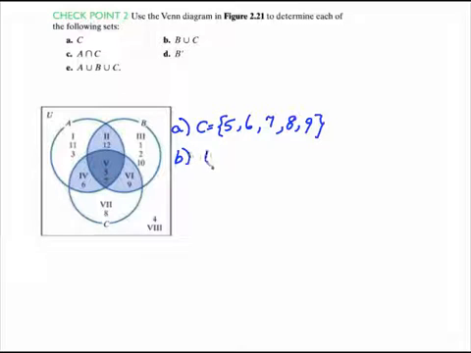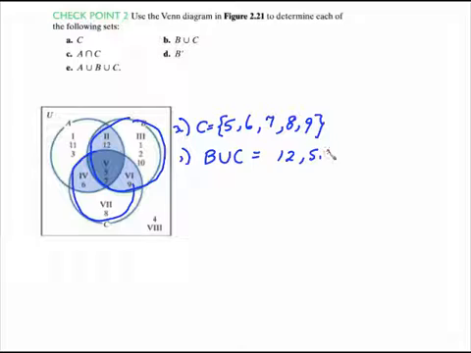Part B asks us to do B union C. Set B and C. Here's B, all of this stuff in here. Here's C, all of this stuff in here. So just list these. This is 12, 5, 7, 1, 2, 10, 9, 6, 8.